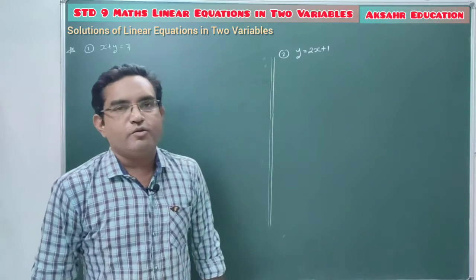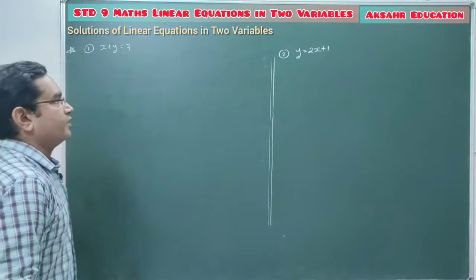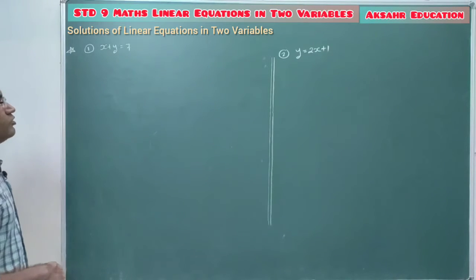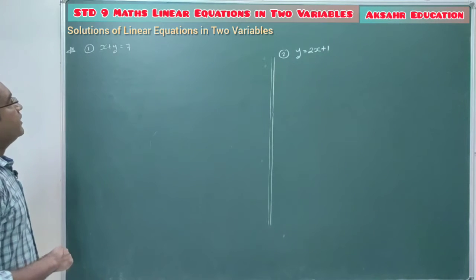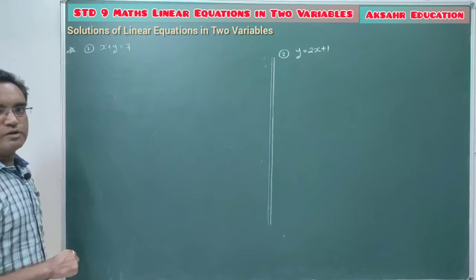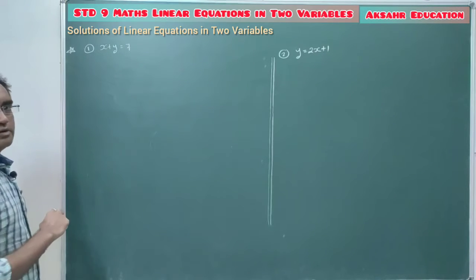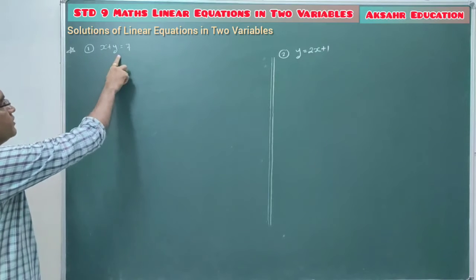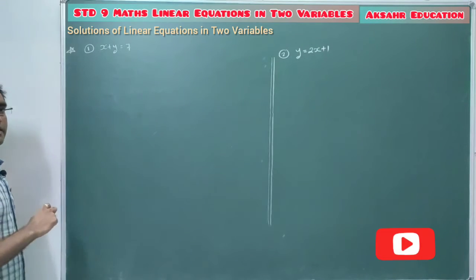In this video we are going to discuss the solution of a linear equation in two variables. So how do we find different solutions of a given equation? First question: we are given that x plus y equals 7. We have to find the solution of this equation. So what is a solution? The solution of an equation is nothing but the values of x and y which satisfy our given equation.